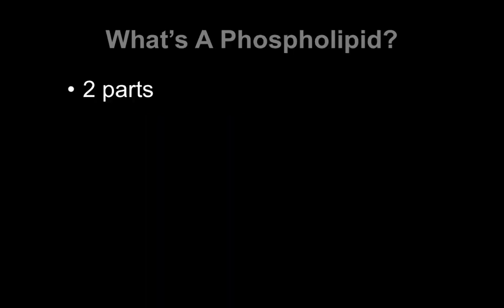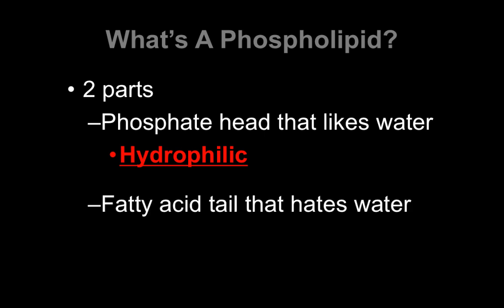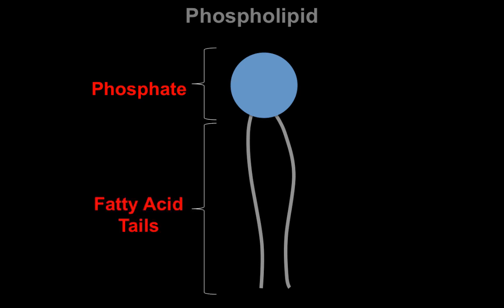So a phospholipid is made of two parts. We have a phosphate head that really likes water, and so we call that hydrophilic. Philic means to love, and hydro means water. And then the fatty acid tail that hates water, hydrophobic. So think of phobias. It's like it's afraid of water. So here's my phospholipid. Here's my phosphate head, and that's hydrophilic. And the fatty acid tails, which are hydrophobic.